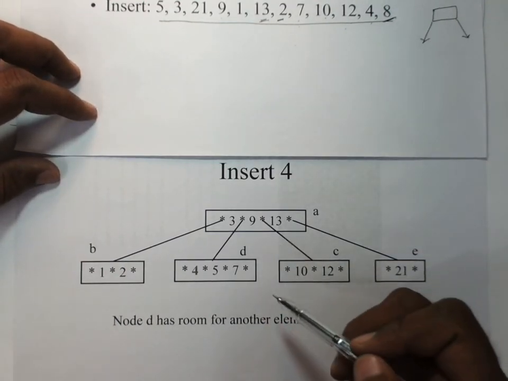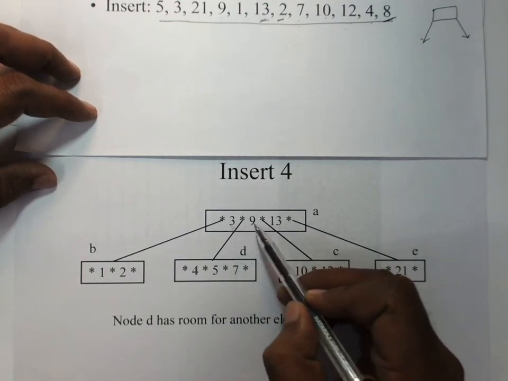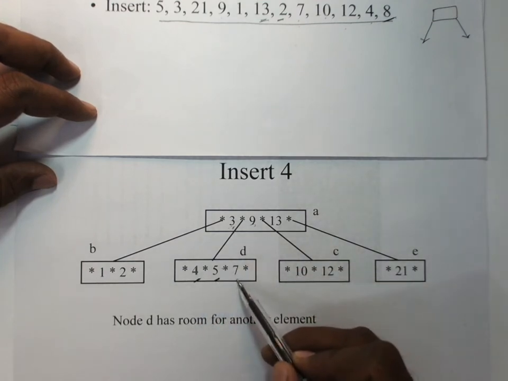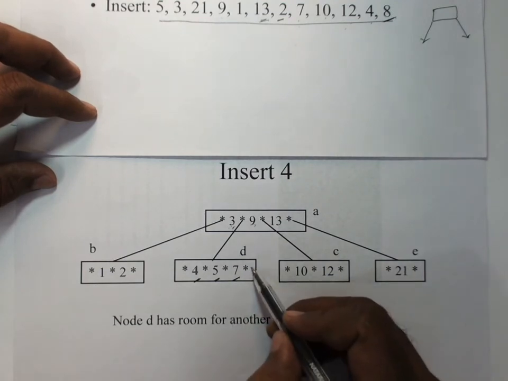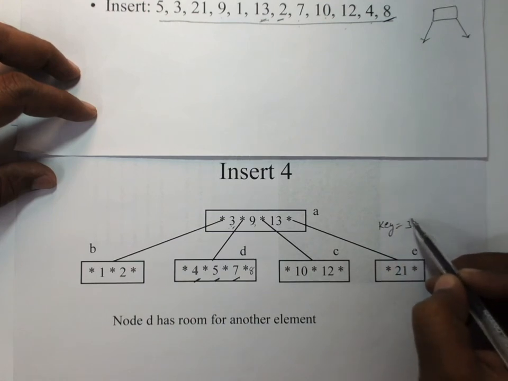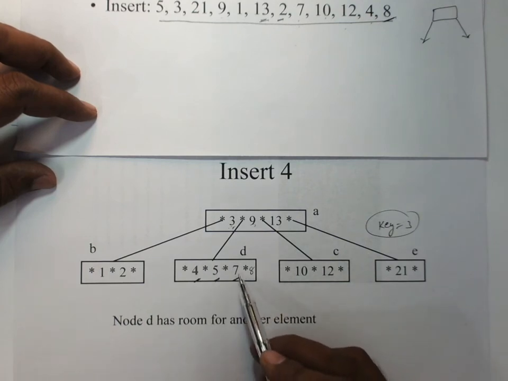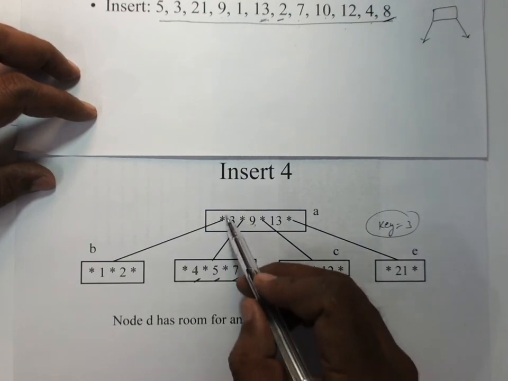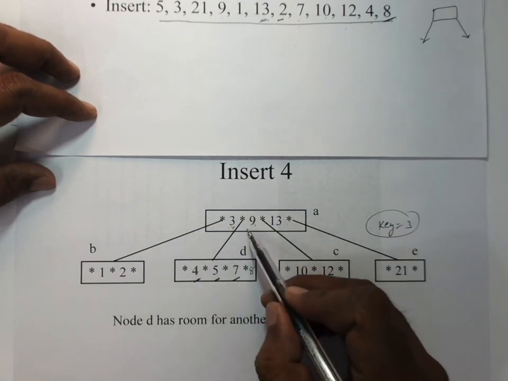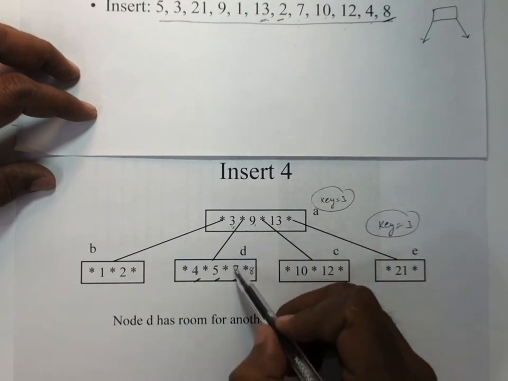The last element for this insertion is 8. Firstly it is compared with 3, greater than, then with 9, less than, so it lies between these two. 8 is compared with 4, greater than, with 5, greater than, with 7, greater than. So 8 can be inserted over here, but the maximum number of keys is 3, so an overflow condition occurs, the node is split, and 1 key value, 7, can be promoted.